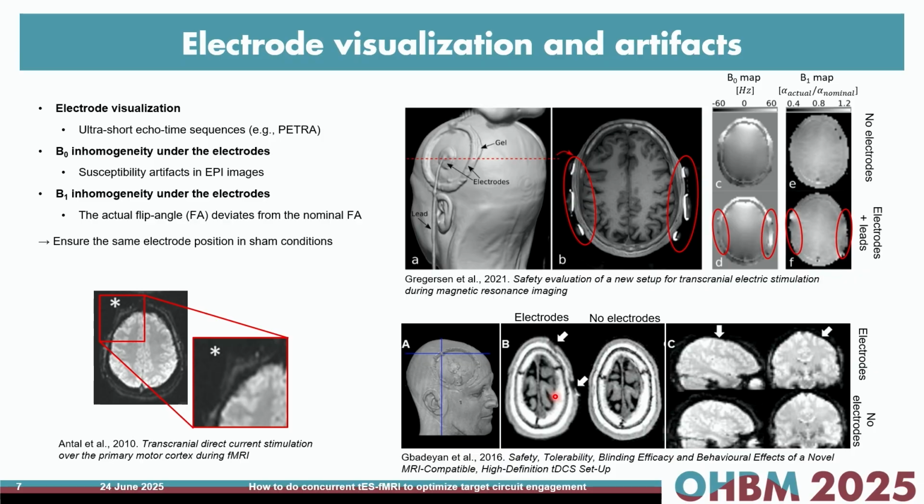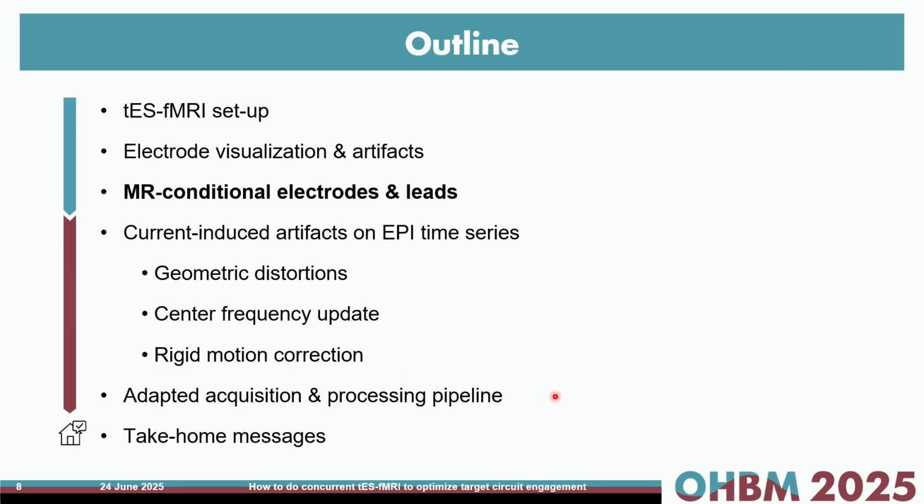And if you have, this is the last advice, if you have both sham and active conditions in separate scans, then you should try your best to make sure that the electrodes were exactly in the same position, because if there is some artifact, then it would be common to both sessions.